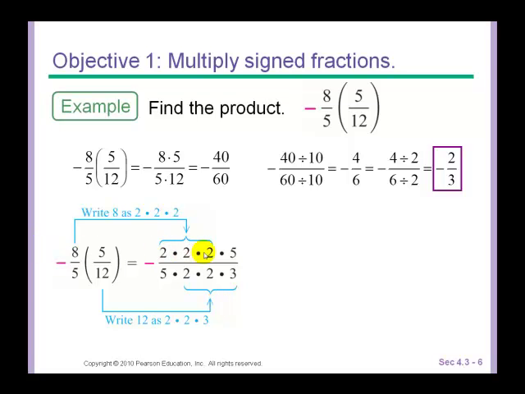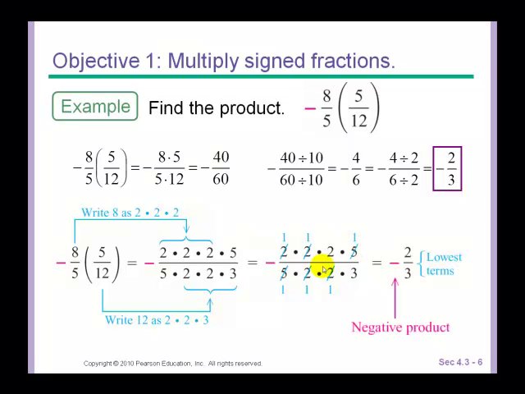8 is 2 times 2 times 2, 5 is prime, again 5 is prime, and 12 is 2 times 2 times 3. Then cancel out common factors, because 2 divided by 2 is 1, 2 divided by 2 is 1, and 5 divided by 5 is 1. This leaves us with a negative 2/3. Notice how the negative sign just came along the entire while. Be very careful that you don't drop it. It might be helpful to bring a highlighter and highlight negative symbols so you don't lose them. And then negative 2/3 is our final answer. Notice we get the same final answer.